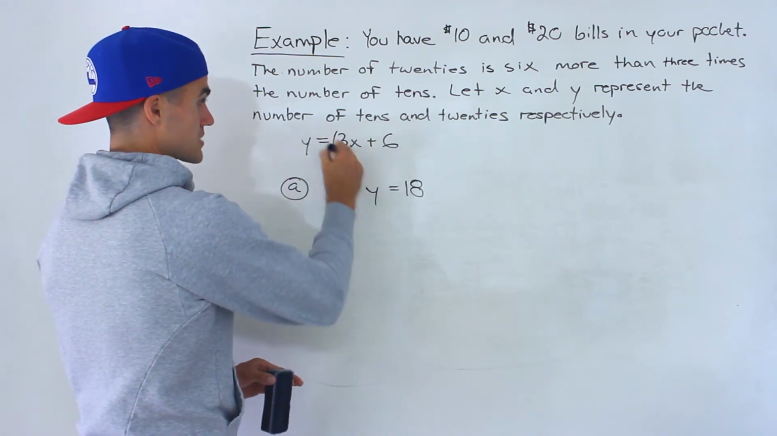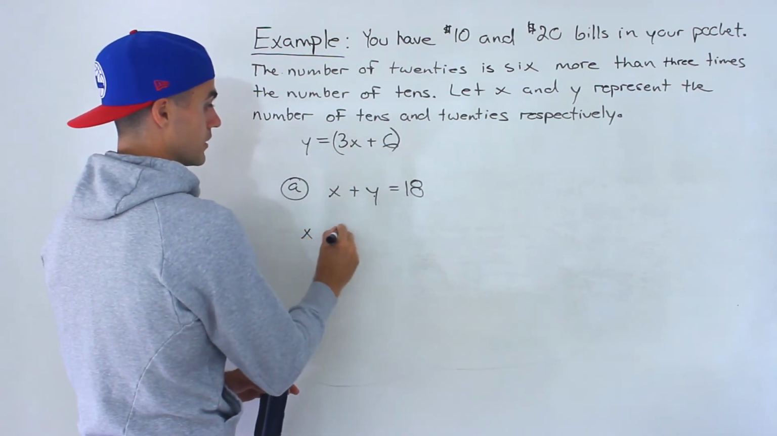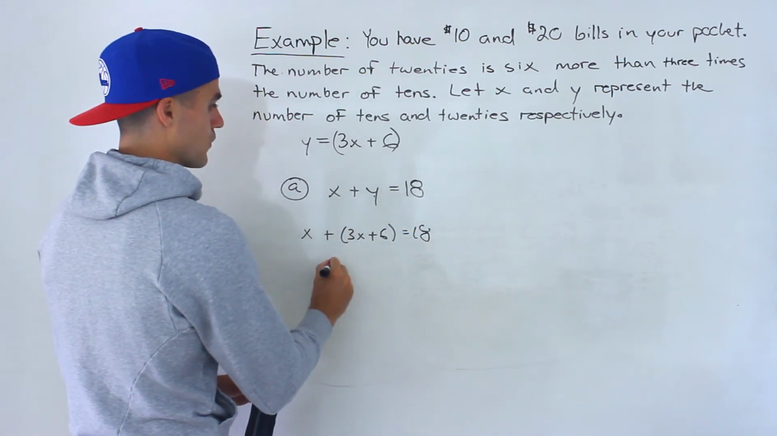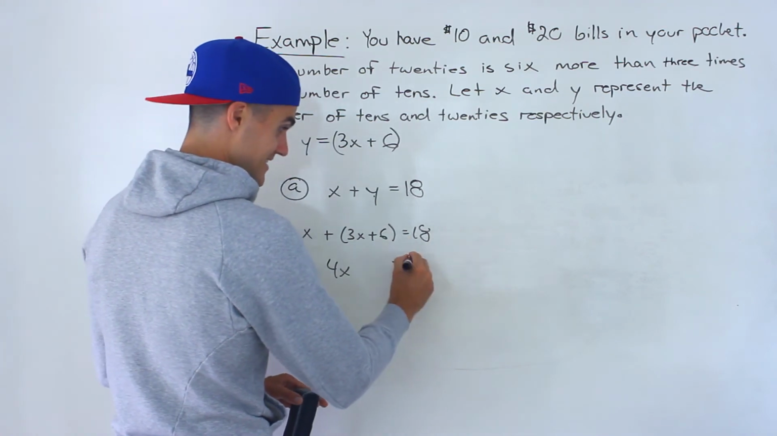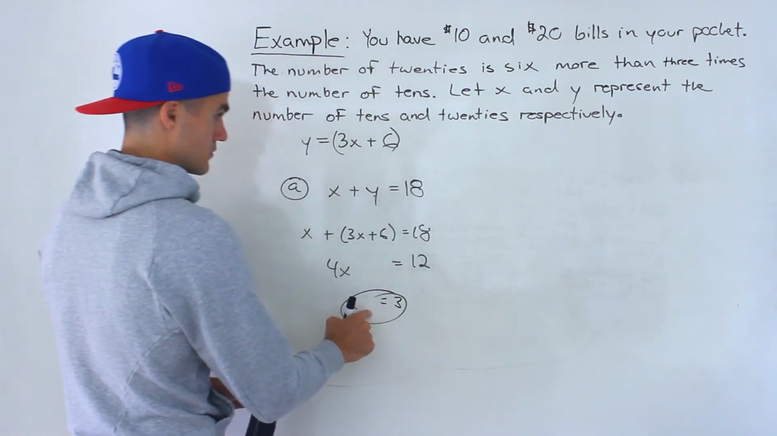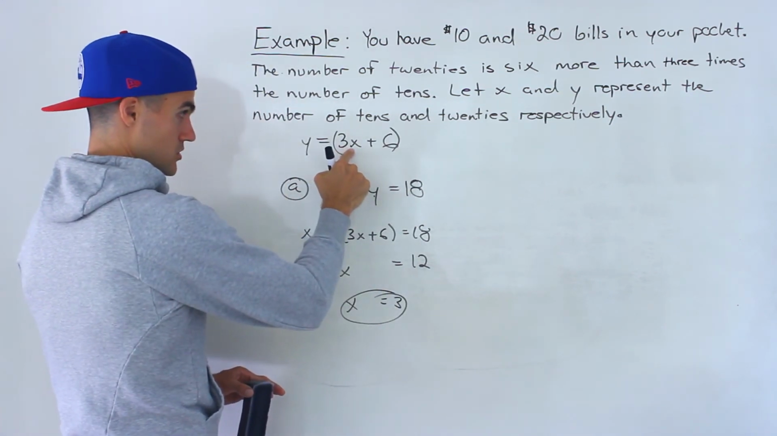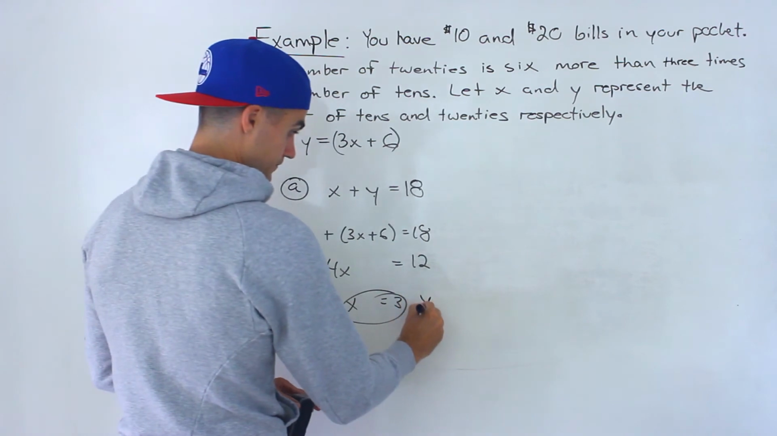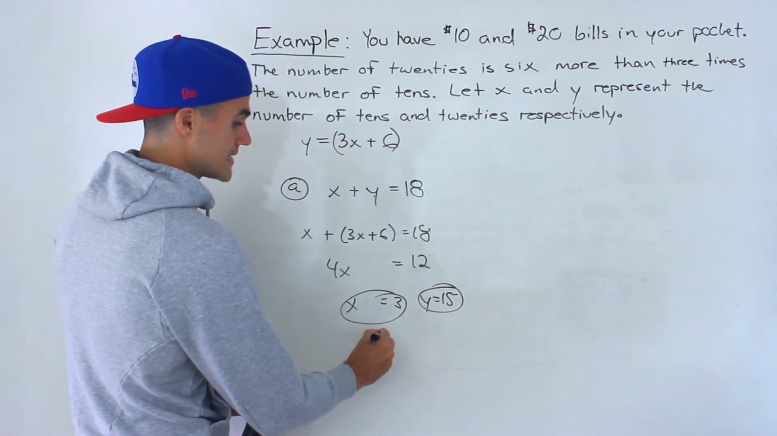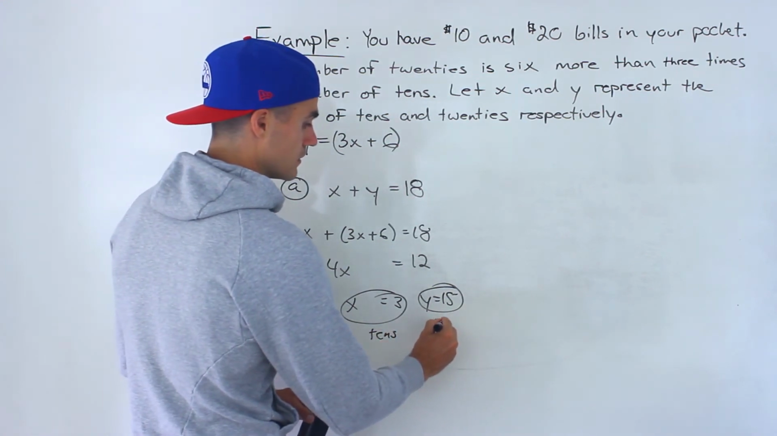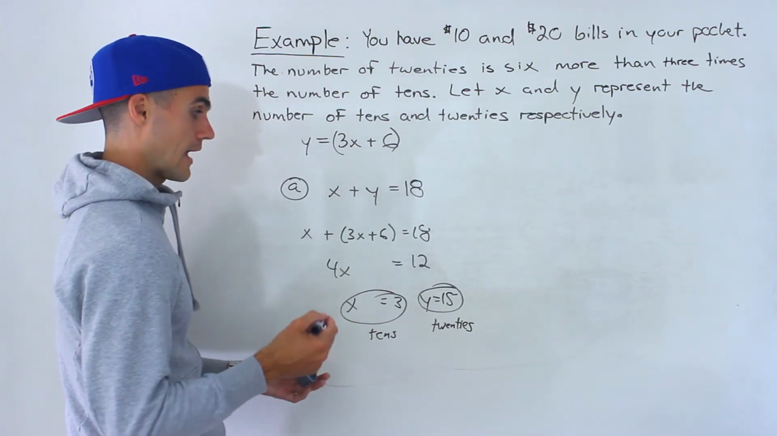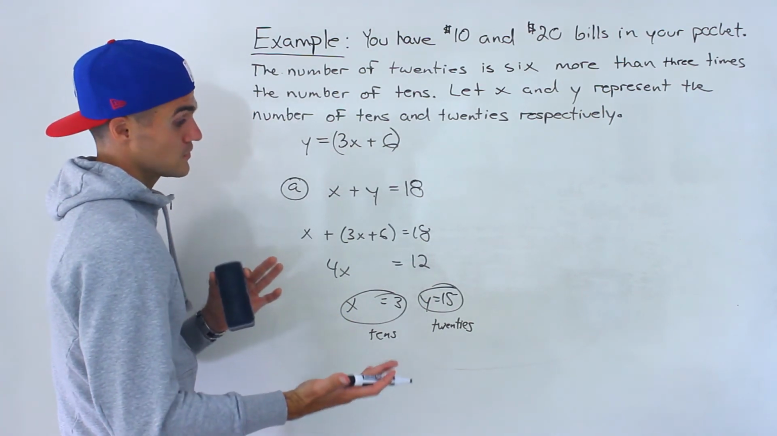So we could take this expression for y, sub it in here, so we'd have x plus 3x plus 6 equals 18. This would be 4x, bring the 6 over, 18 minus 6 is 12. X would end up being 3. X is 3, plug it in here, 3 times 3 is 9, plus 6 is 15. So y would be 15. So there are 3 10s, 15 20s for 3a.